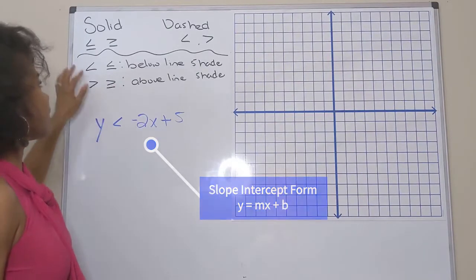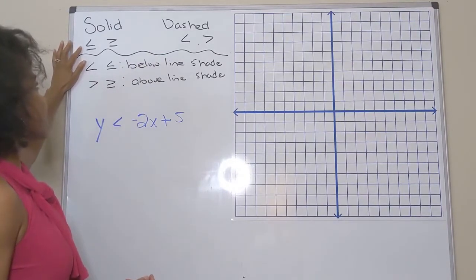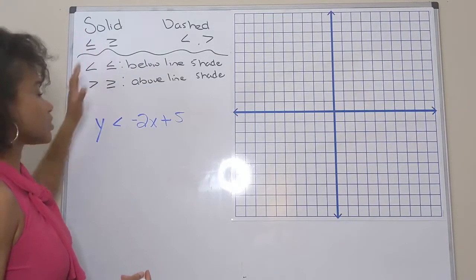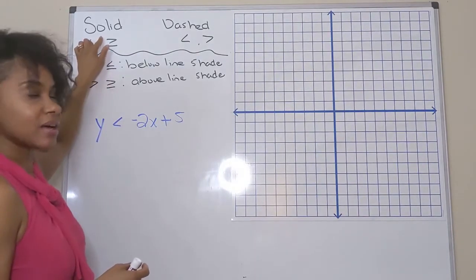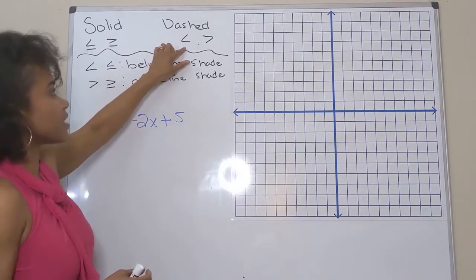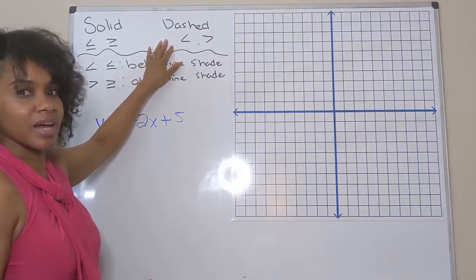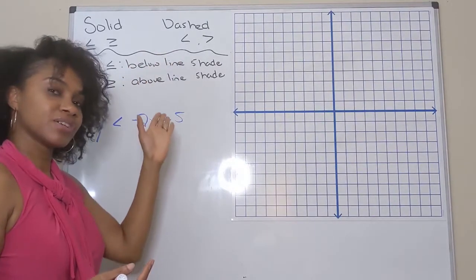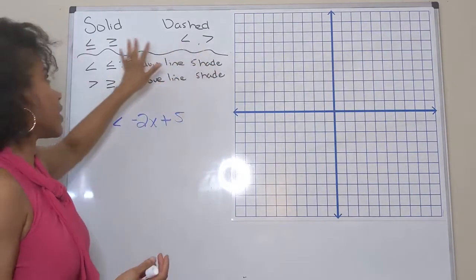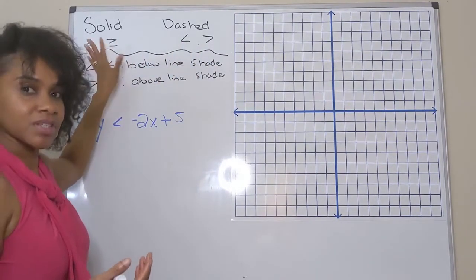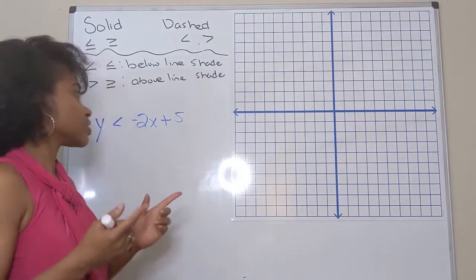Alright, so up here, the lines are a little different. If you have less than or equal to or greater than or equal to, so if you have that little line underneath your inequality symbol, it's going to be a solid line. If you just have less than or greater than without the line underneath, it's going to be a dashed line, because that means that none of the solutions on that line are included because it's not equal to. Whereas it would be a solid line because all of the solutions on that line would be included in your solution. Okay, so that is one difference.